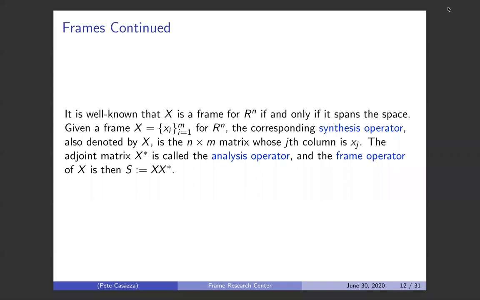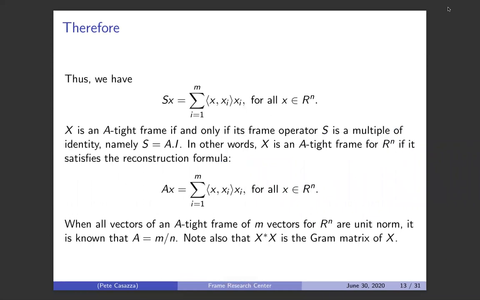Given a frame, the synthesis operator, we usually just also denote by X, by turning it into a matrix. It's the n by m matrix whose jth column is x_j. So the synthesis operator will just take all the frame vectors and make them column vectors in a matrix. The adjoint is called the analysis operator, and the frame operator of X is S equals X X star. So the frame operator S of X looks like the sum of ⟨x, x_i⟩ x_i. X is an A-tight frame if and only if its frame operator is a multiple of the identity, namely S equals A times I.